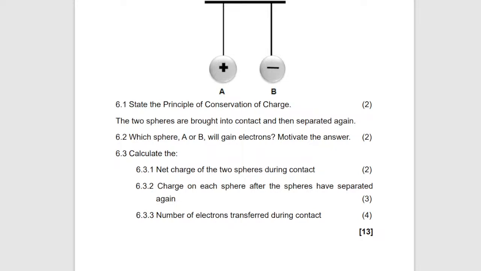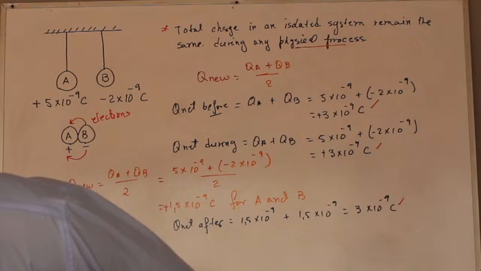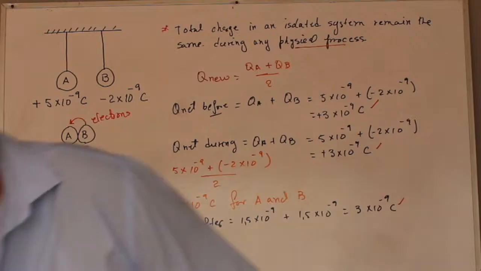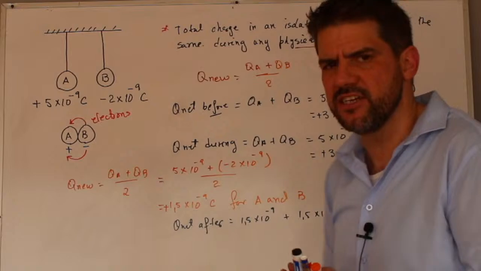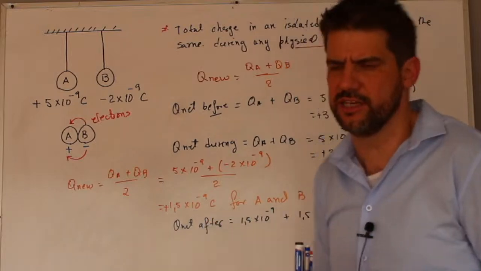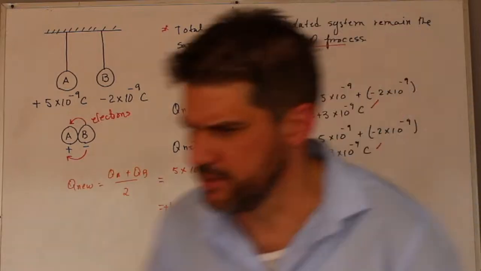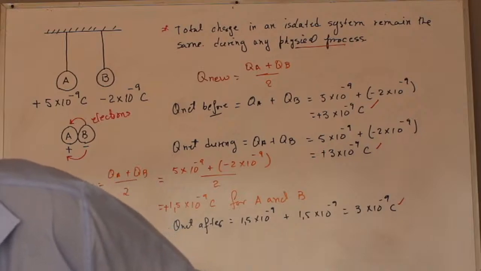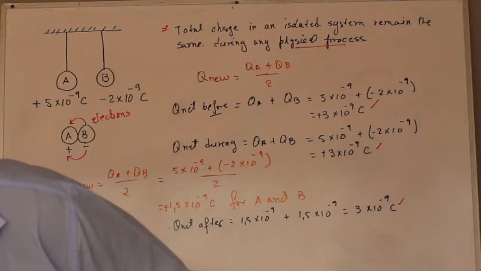All right? So now, to calculate the number of electrons, we need to know how much the charge changed during this process. All right, so let me see if you can see the board properly. Cannot see here, it's a little bit tricky sometimes.